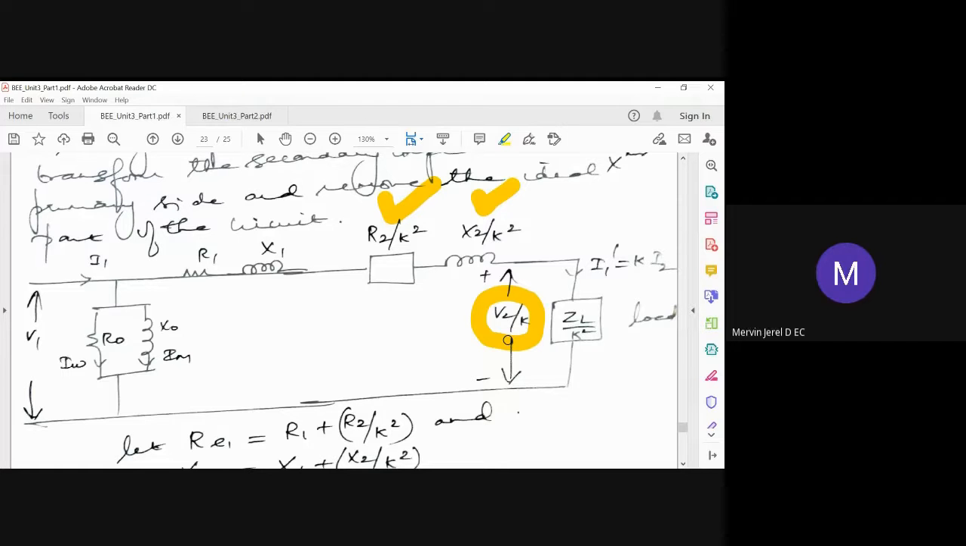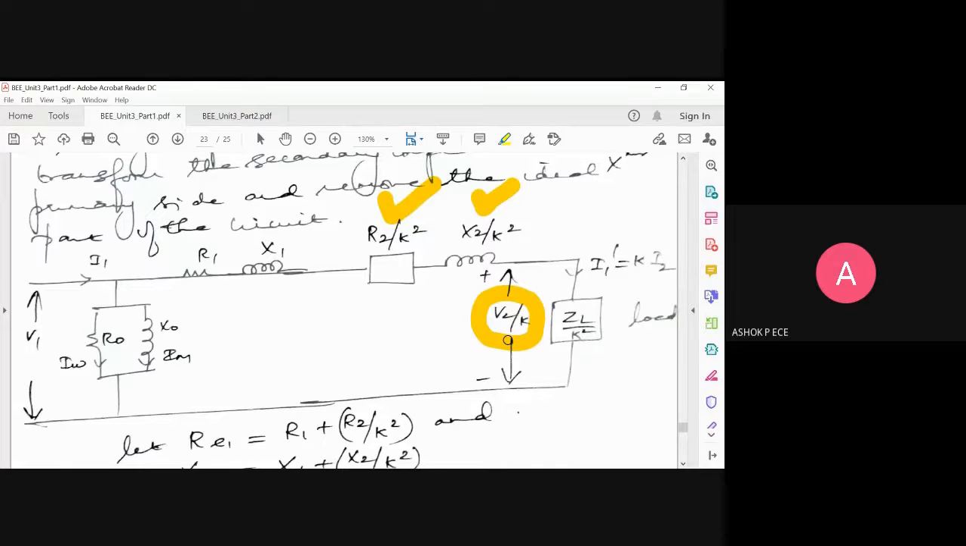V2 by V1 equal to K, sir. So what should be V1 from that? V2 by K. Why am I finding V1? Because I am transferring everything to primary. So it will be V1 equal to V2 by K. Correct? That's why we are dividing by K.